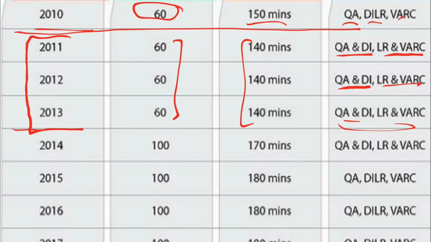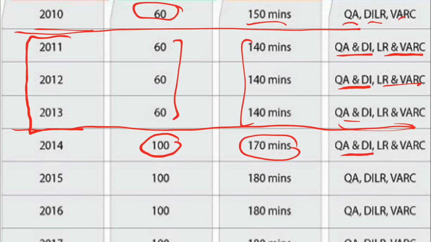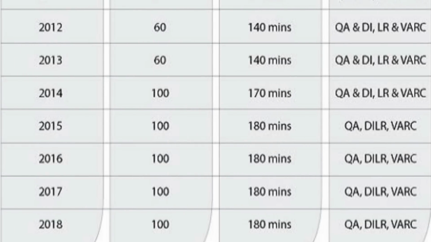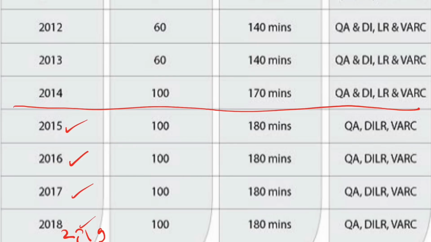2010, 2013, the plan was same. 2014, again, IIM Indore came into picture and they changed the questions to 100 and time to 170 and two sections, quant and DI, verbal RC. 2015, again, pattern change, 100 questions, 180 minutes and three sections, quant, DILR, verbal. So since 2015, there's no change in the paper pattern. If you look at the history of the CAT exam, the pattern is changing every 3 years. So every 3 to 4 years on an average, they change the pattern. Now, coming up to the last few years, 2018, 2019, 2017, 16, 15 onwards, the pattern is same. No change in the paper pattern for the last 5 years.